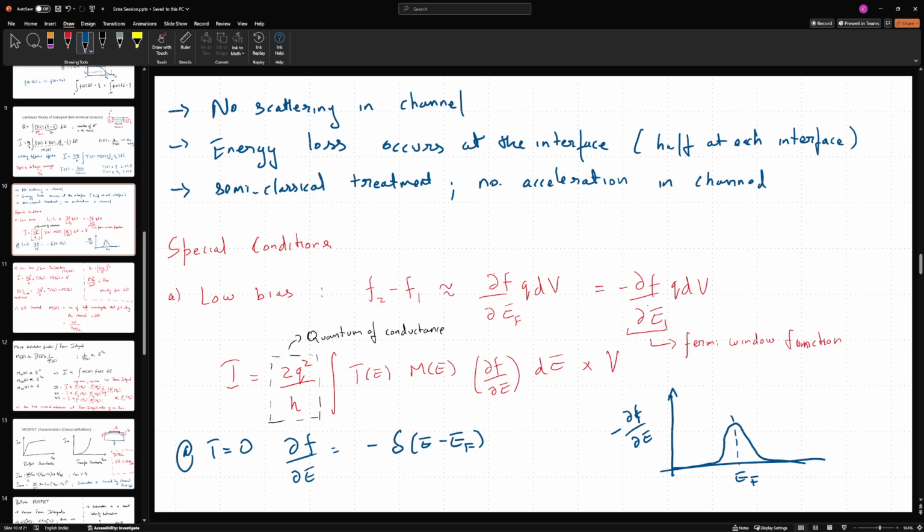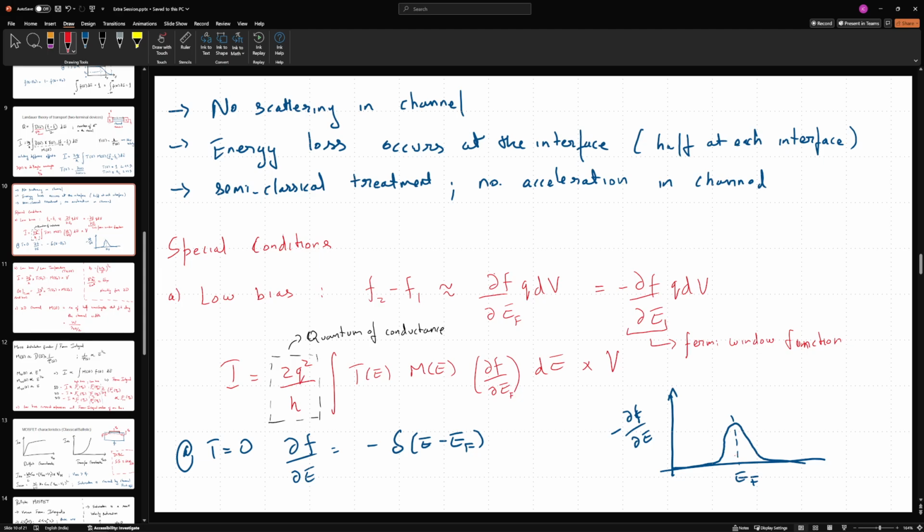So, ∂f/∂E is the Fermi window function. When we are writing this, I can essentially put an EF over here, not using the negative sign. So I can take the q outside. This gives me the quantum of conductance at T equal to 0. This Fermi window function is given by the negative of the Dirac delta function, so this is minus ∂f/∂E. It will look like this.